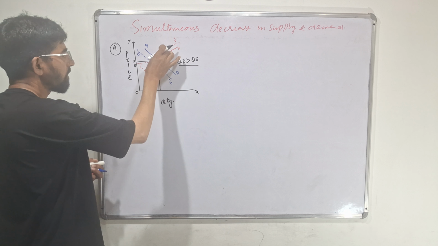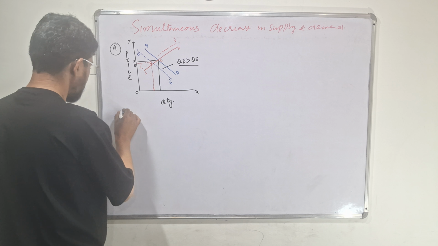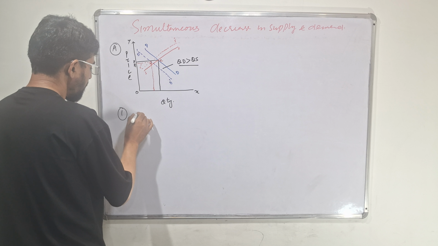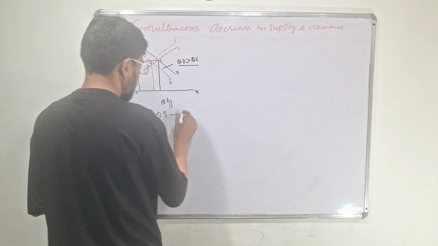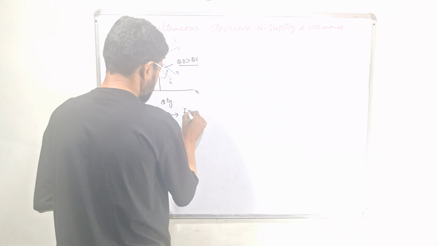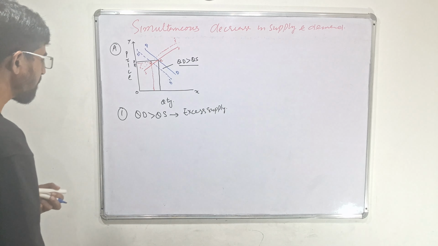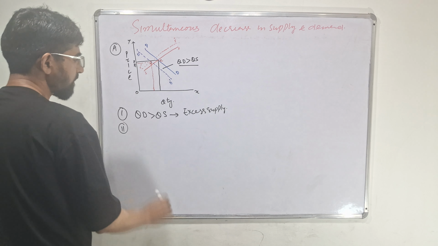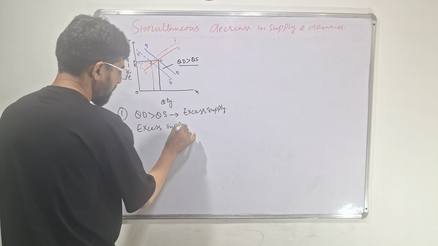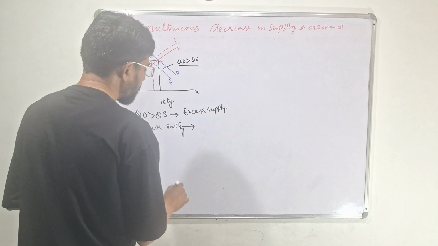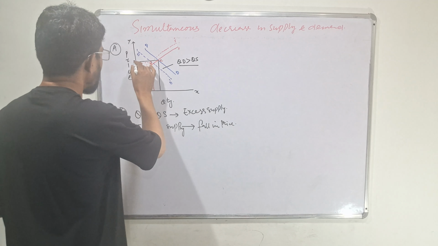As this area is more than this area, quantity supply is more than quantity demand. So there is excess supply. In the first case, there is excess supply. What will happen due to this excess supply? This will definitely lead to a fall in price, as price falls from P to P1.